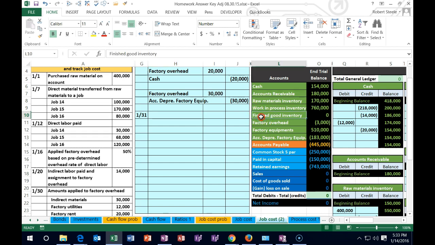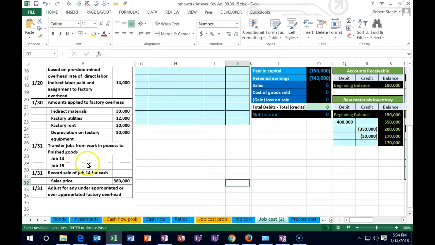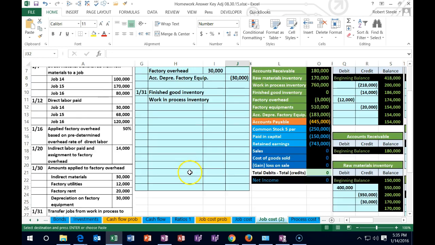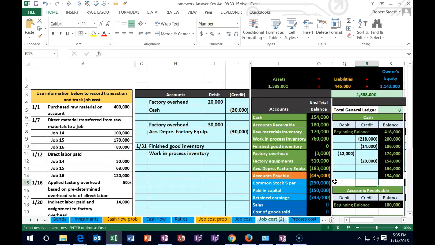So we're going to have the finished goods debited, though, because it's an asset that's going up. Right click, paste it 1, 2, 3. The work in process is going to go down. It's an asset with a debit balance. We're going to make it go down by doing the opposite thing to it, which in this case is a credit. And then the question is, well, how much? If we scroll down here, we're looking for job 14 and job 15. So we're going to scroll all the way over to our job sheets over here.